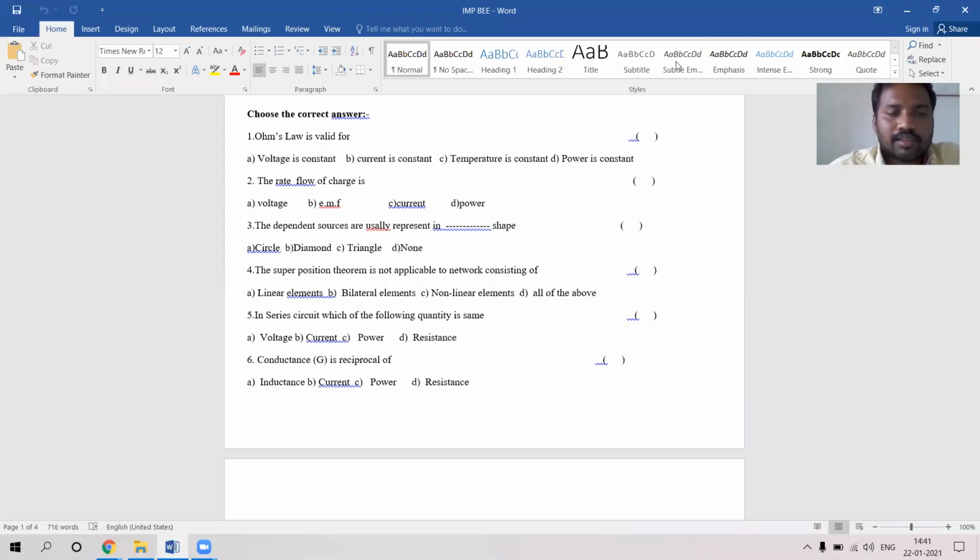Let us discuss the important objective questions for basic electrical engineering. First question is Ohm's law is valid for. We know that Ohm's law is applied at constant temperature condition. At constant temperature, the potential difference applied to the conductor is directly proportional to current. That means constant temperature is the condition. So temperature is constant.